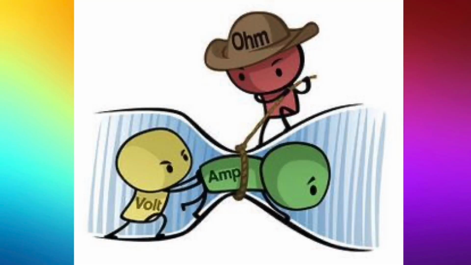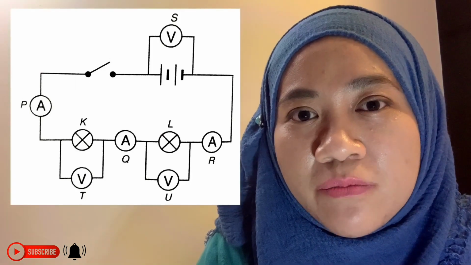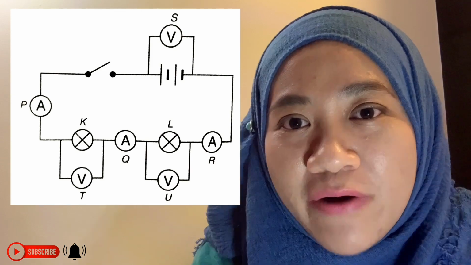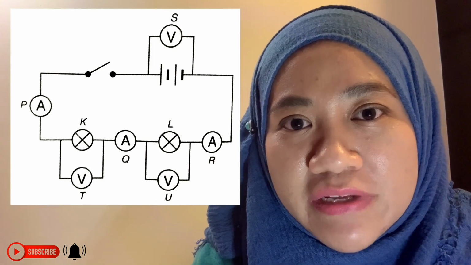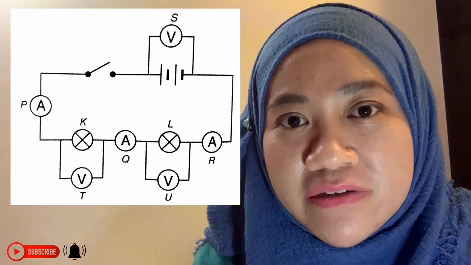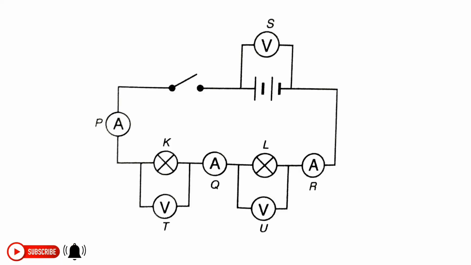For example, if we connect many bulbs in series in a circuit, the brightness of the bulb will reduce. This schematic diagram here shows how electrical components are connected in series and also how ammeters and the voltmeters are connected for the currents and the voltage measurements respectively.